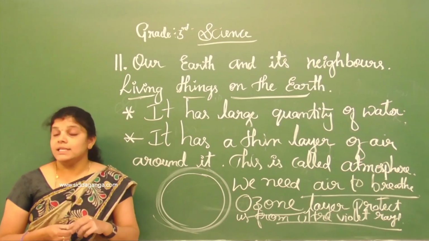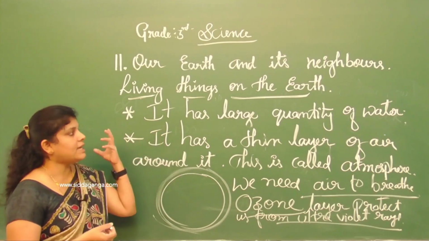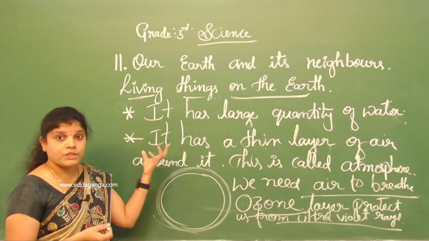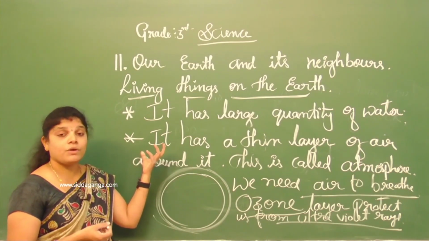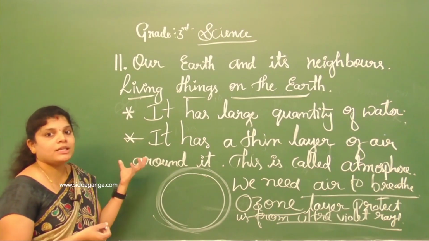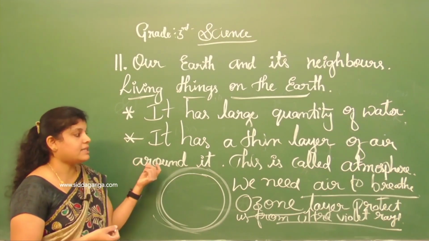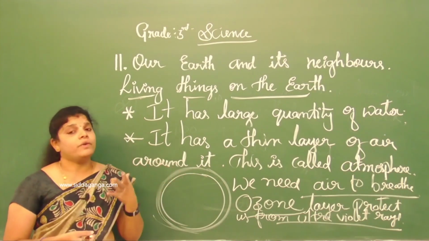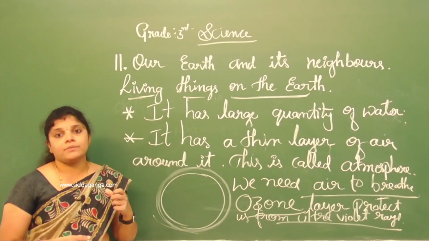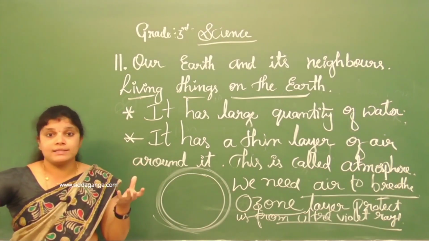Okay, yes. See, this is a second point. So first point, it has a large quantity of water. See, water is also one of the basic essential things for life, and it has a thin layer of air around it. This is called atmosphere. You know, we need air to breathe. This atmosphere contains what? Many different types of gases.